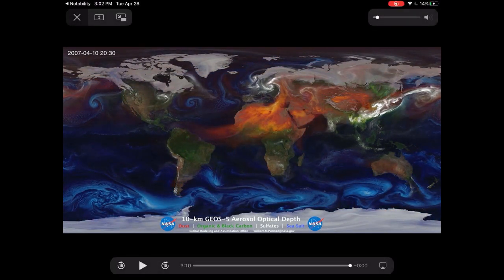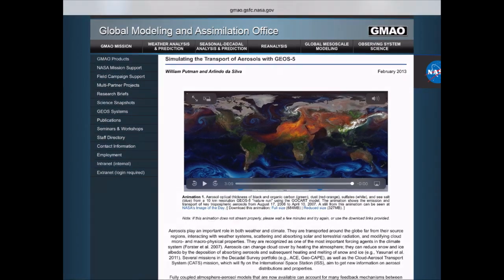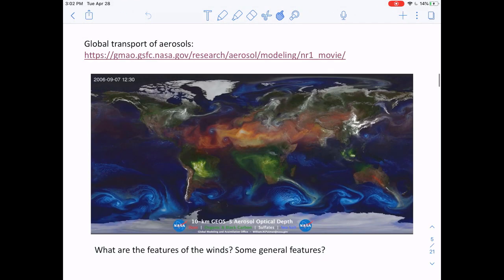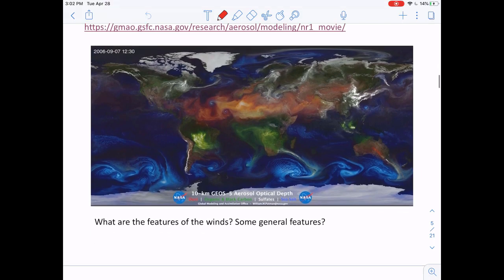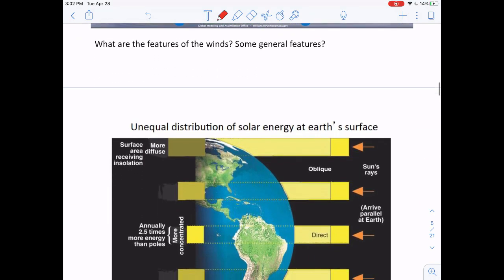So this is talking about the wind over the global scale. Okay, so let's come back to our slides here, right? It is also asking the question, what are the features of the wind? And are there some general features? And we went through that.